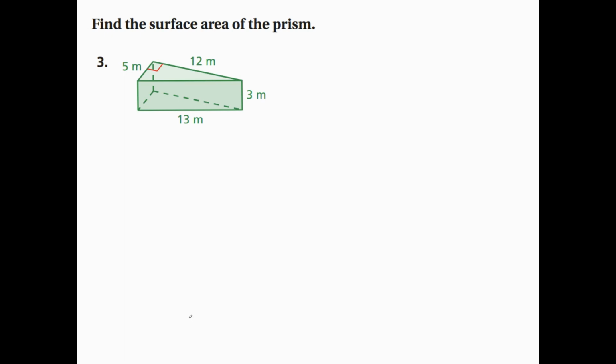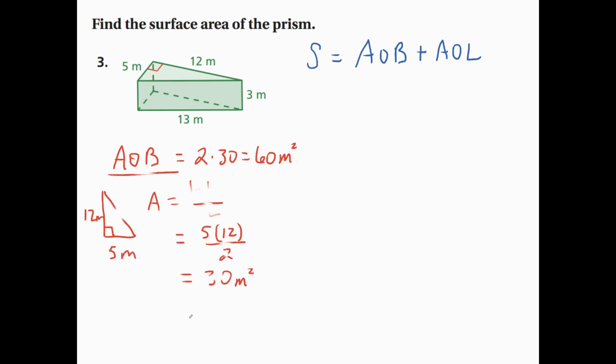All right, so we're back. So here's how I do this. I write down the formula. Surface area equals the area of the bases plus the area of the lateral faces. And then I go off and I calculate what is the area of both bases.